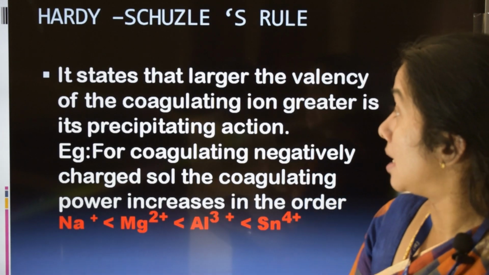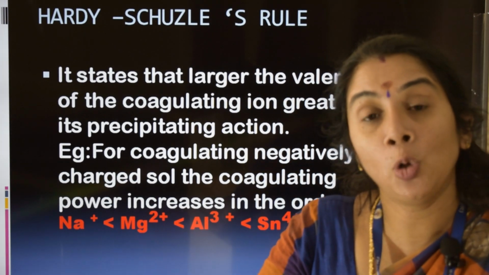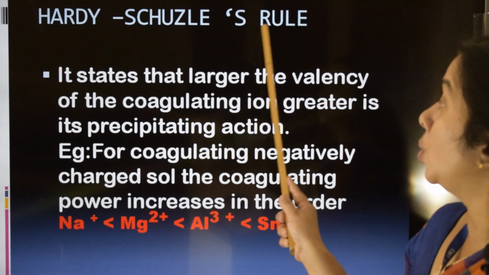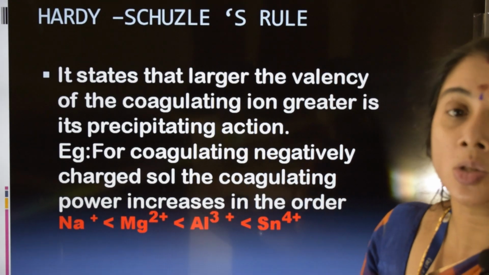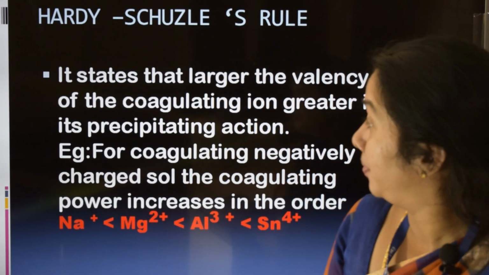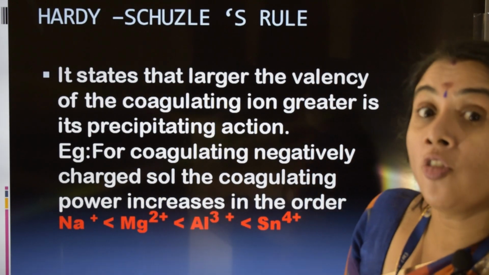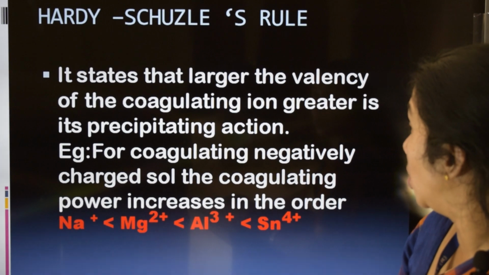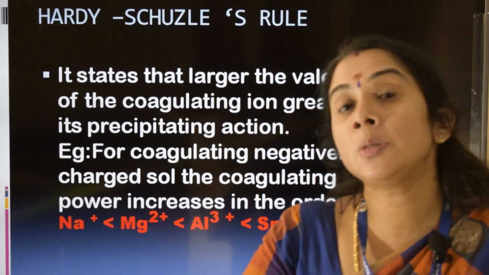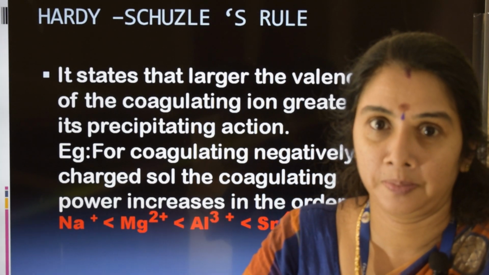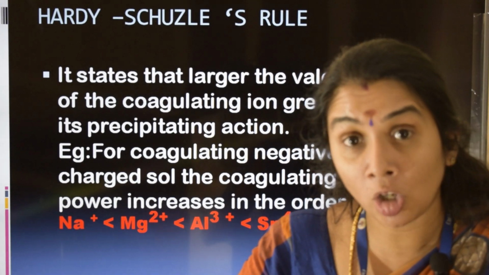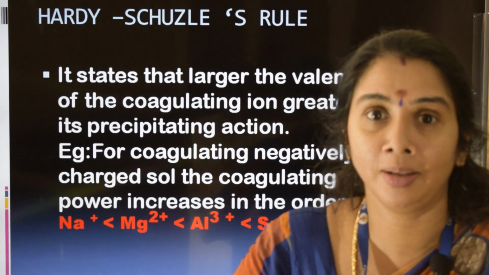So let us discuss how we can understand whether flocculating power is less or not. It is explained with the help of the Hardy-Schulze rule. The Hardy-Schulze rule states that the larger the valency of the coagulating ion, the greater is its precipitating power. So if you have an ion with higher valency, its coagulating power is very, very high.